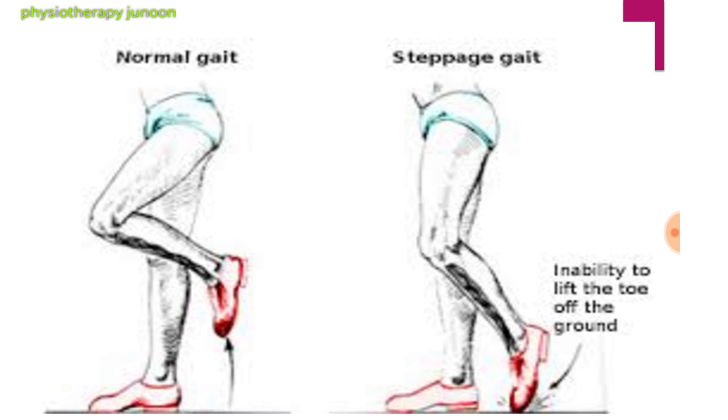Here you see that in normal cases there is dorsiflexion during the swing phase, and in steppage gait you see that the patient can't dorsiflex the foot, with inability to lift the toes off the ground. But in normal gait, the patient easily lifts the foot off the ground and easily dorsiflexes the foot.